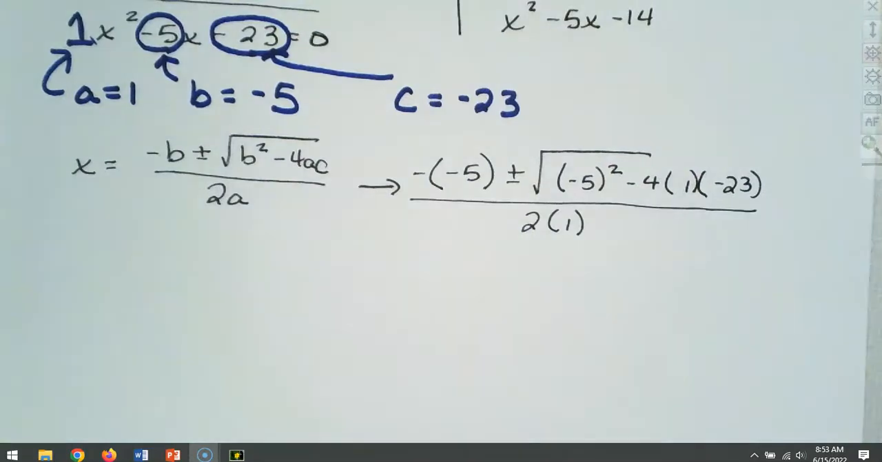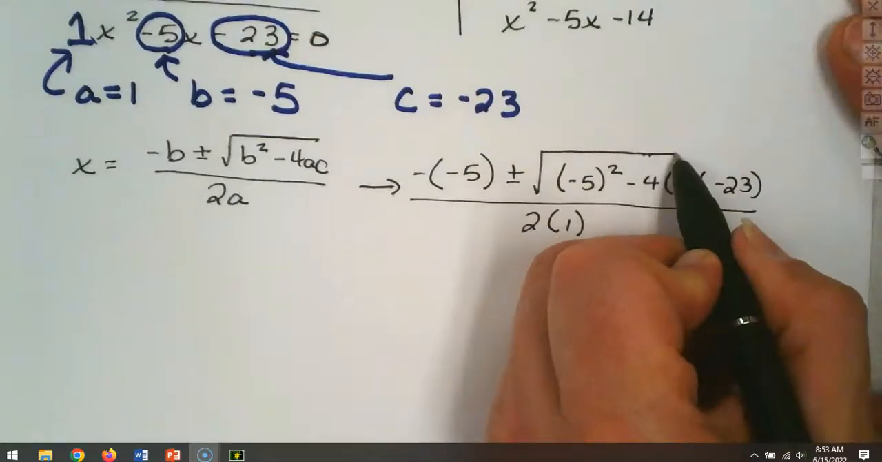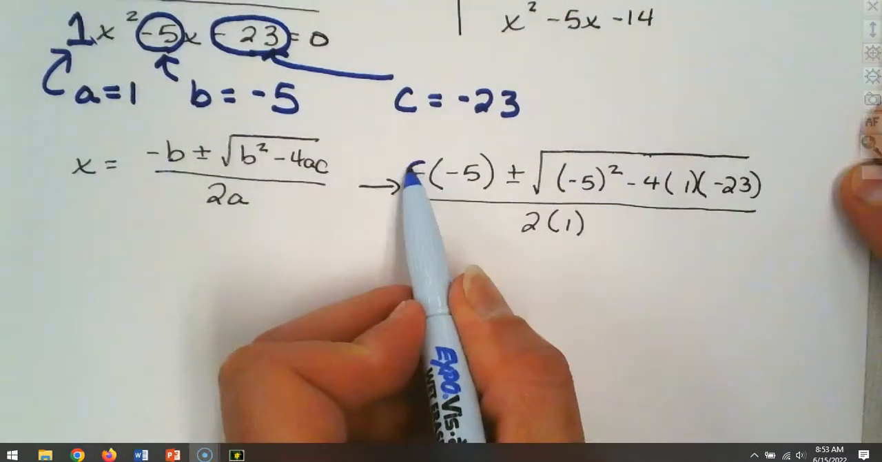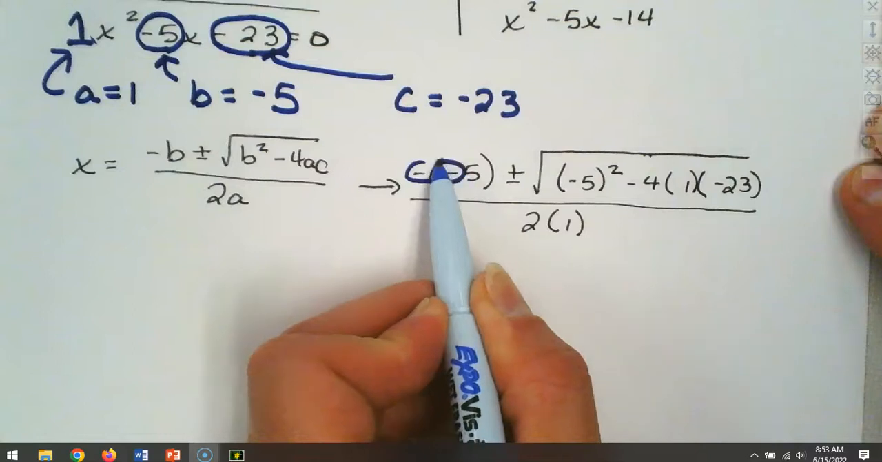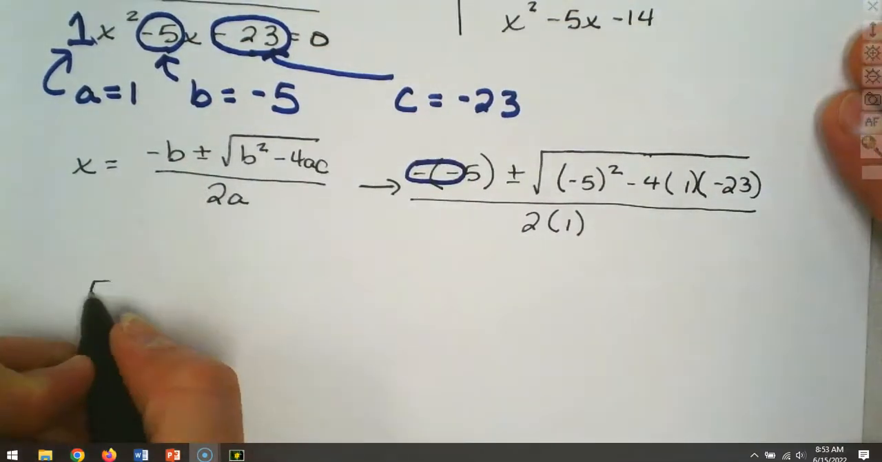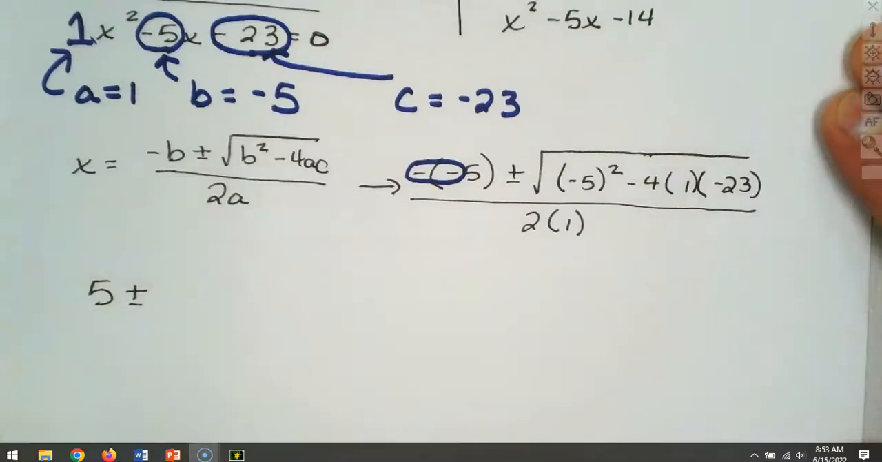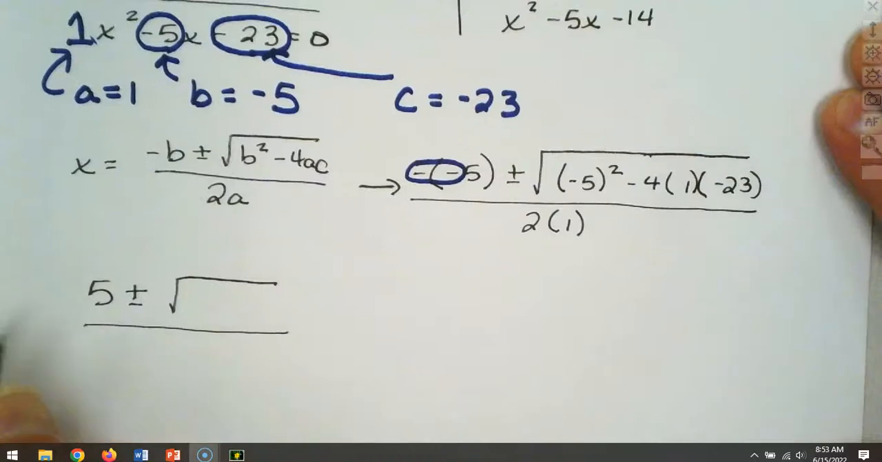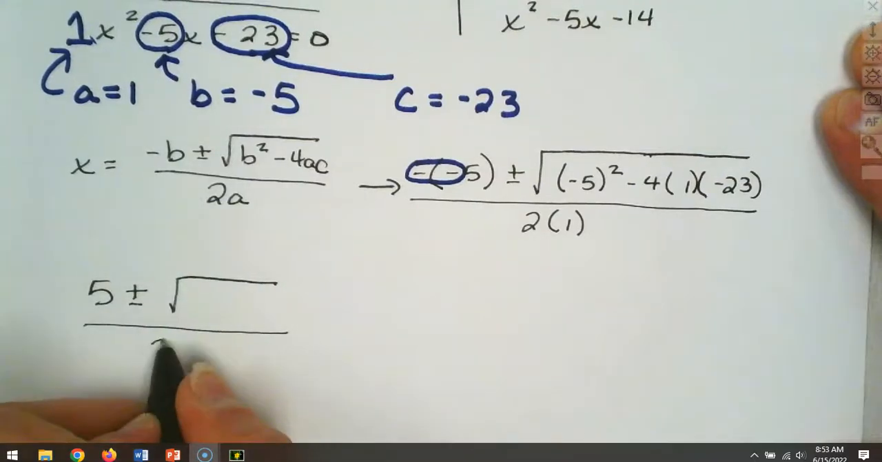Is everyone comfortable with how I'm plugging the numbers in? And again, take your time. The quadratic formula is not difficult. However, it is easy to make a mistake. The double negative here makes that positive. We bring down the plus or minus. We bring down our square root. And what's going to go down below? It's 2 times 1. Well, that's a 2.